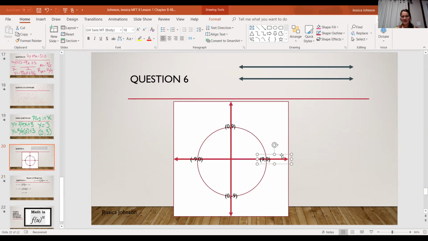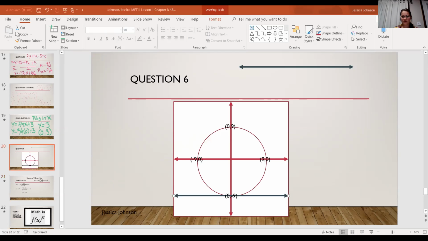Now I need to show a tangent line. What is a tangent line? A tangent line is a line that touches the bottom of a circle. Not inside the circle, it's on the bottom, touching it right here. And then I'm going to go to Excel and show you. I used a chart here to plot my points, negative 9, 0, 0, 9, 9, 0, and 0, negative 9. And then I placed my circle on my graph.